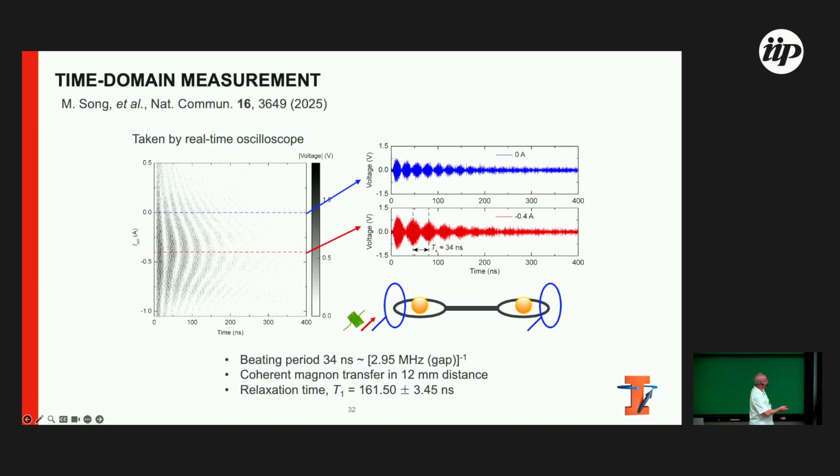You can look at the beating period, and it really corresponds to the gap that we see in the other measurement. It makes sense. It all works out. You can also look at the relaxation rate, which is about 160 nanoseconds, which is also what we expect from the line width that we measured of the magnon modes themselves. Okay, so this is just using one pulse and then the time-resolved detection at the second one.